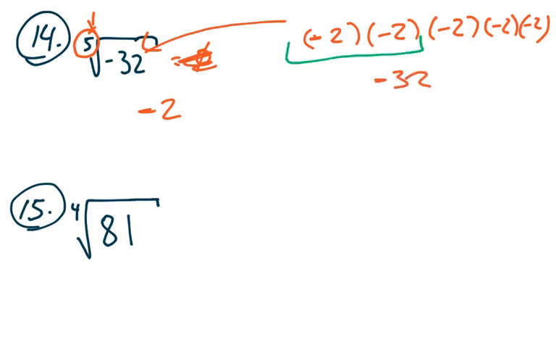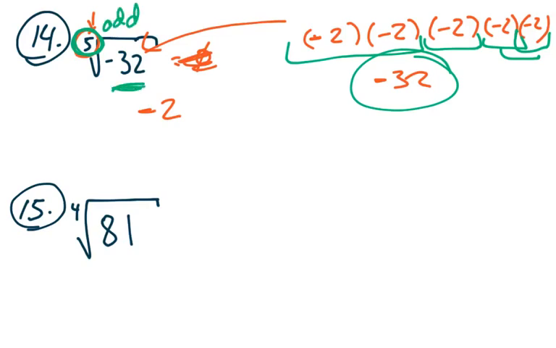So negative 2 times negative 2 is 4. 4 times negative 2 is negative 8. Negative 8 times negative 2 is 16. And 16 times negative 2 is negative 32. In other words, if this index is odd, you can take the whatever root of that value there. This is called specifically the radicand. This is also, by the way, in general, called the argument of the function.